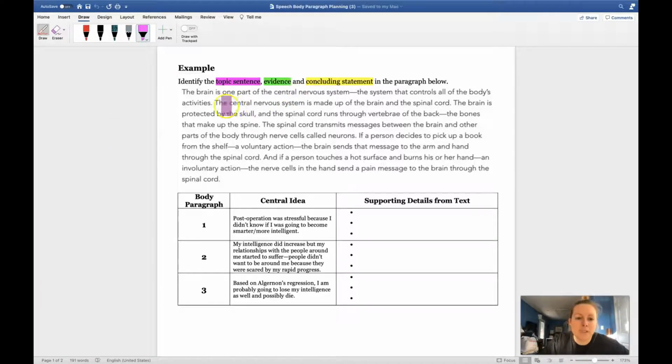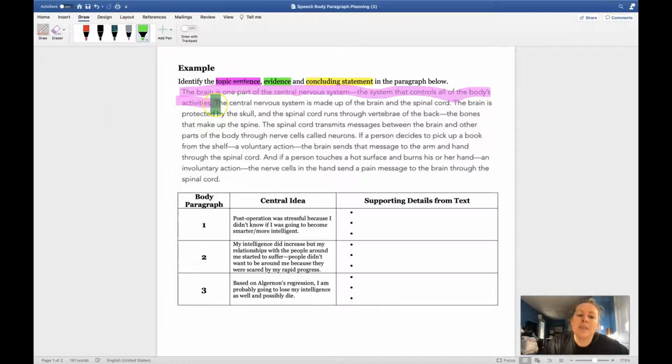So looking at this first paragraph, I know that the topic is the brain and the central nervous system and how they connect to one another. So that first sentence actually is the topic sentence. It says that the brain is one part of the central nervous system and then tells us what the central nervous system is. And don't make fun of my lines. You guys know I can't draw straight lines.